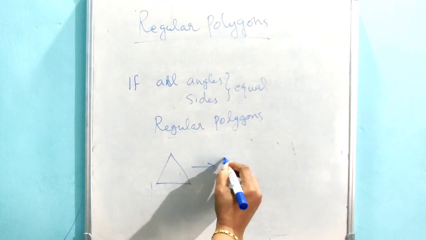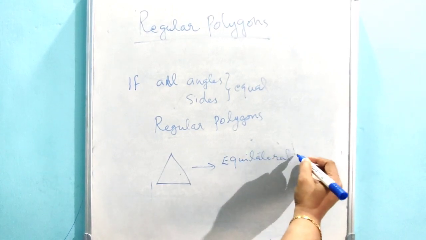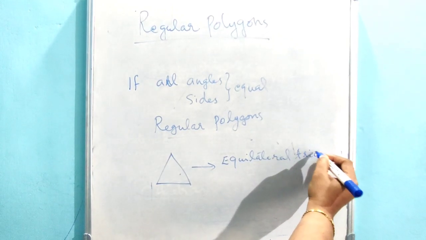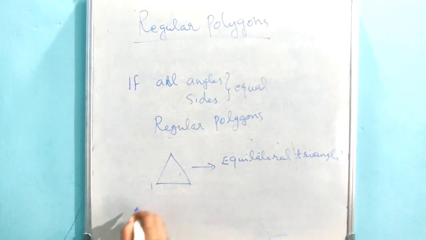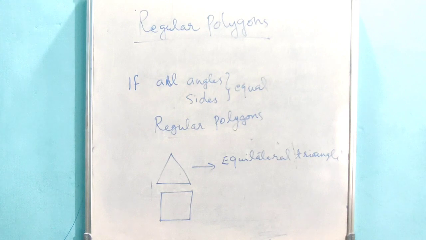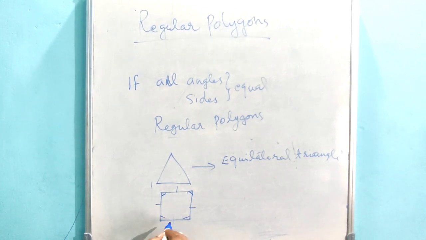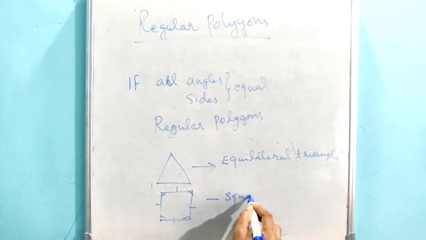Yes, it is an equilateral triangle, right? Equilateral triangle. And in a quadrilateral, if all angles and all sides are equal, it has a special name. In a quadrilateral, a 4-sided figure with all sides equal and all angles equal, it is called a square.